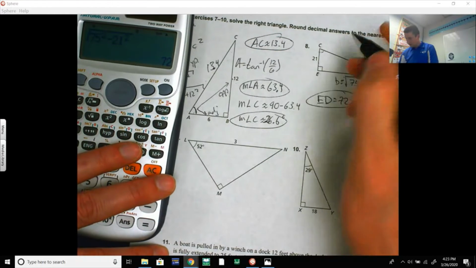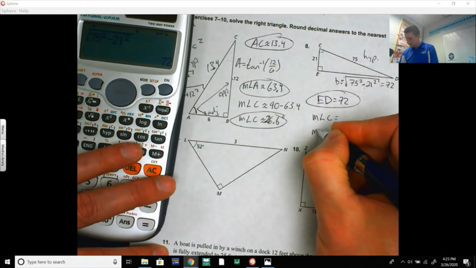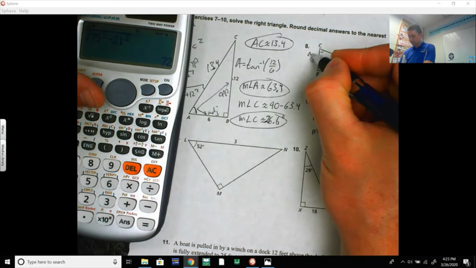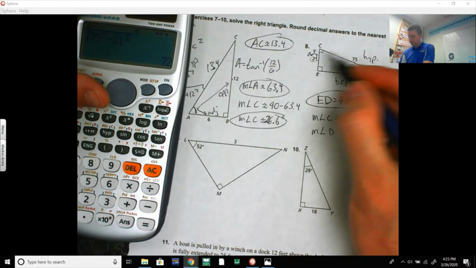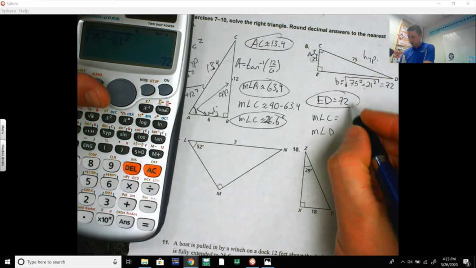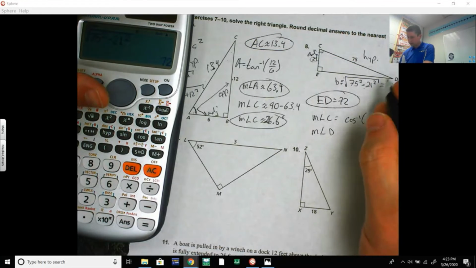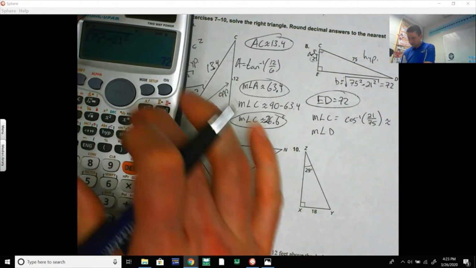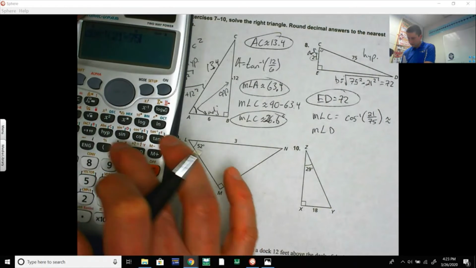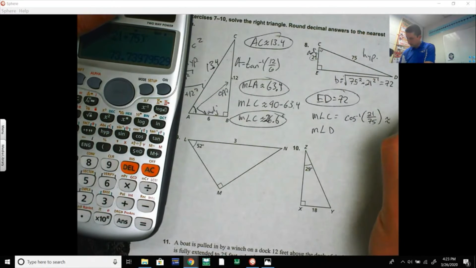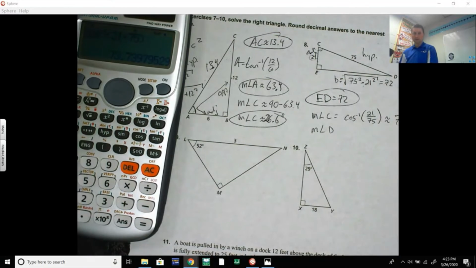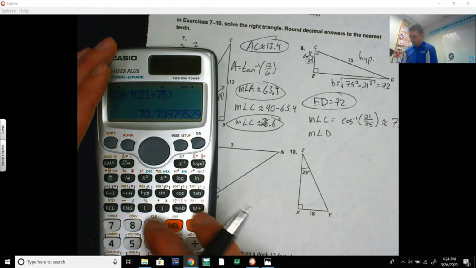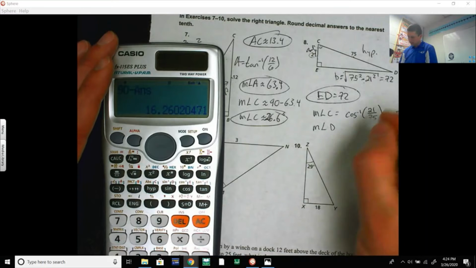Okay, if I'm looking for C, I want the measure of angle C, and I also need the measure of angle D. So for C, the 21 is the adjacent, 75 is the hypotenuse. Adjacent over hypotenuse is going to be cosine, so I'm going to do inverse cosine of adjacent over hypotenuse, 21 over 75, about 73.7 degrees. Okay. And then D has to be the complement, so I'm going to take 90 minus that answer and get 16.3 degrees.